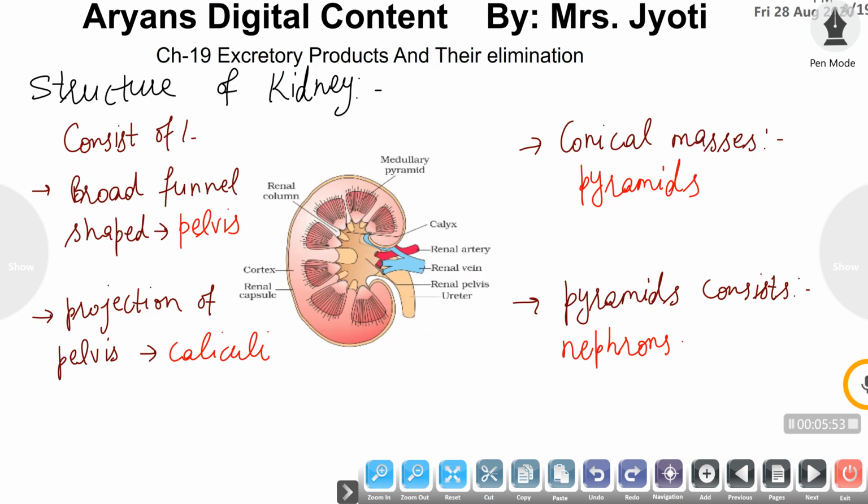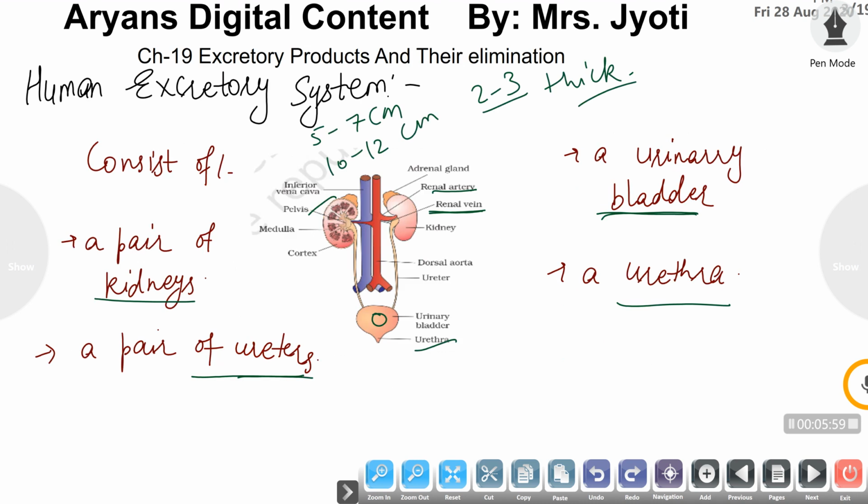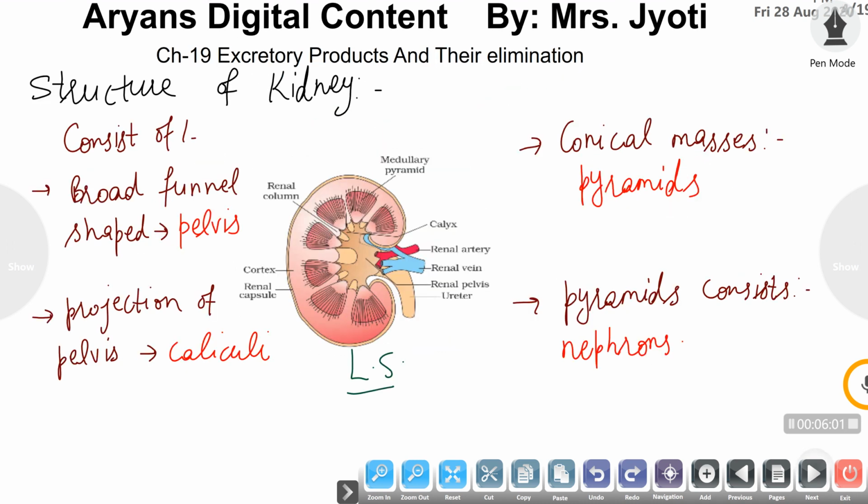Now the kidney. If we talk about the internal structure of the kidney, and if we cut it in LS, that is longitudinal section, meaning the section along its length, then the internal structure of the kidney can be revealed easily. The kidney has a flask-like, funnel-like structure that is termed the pelvis, and the pelvis forms certain projections, which are termed calyces.